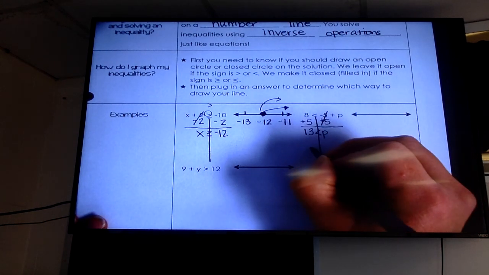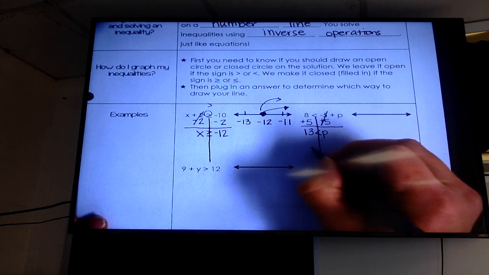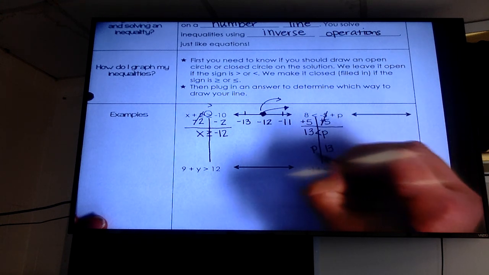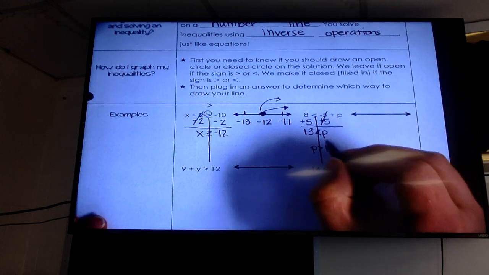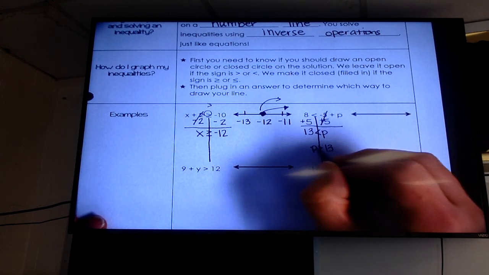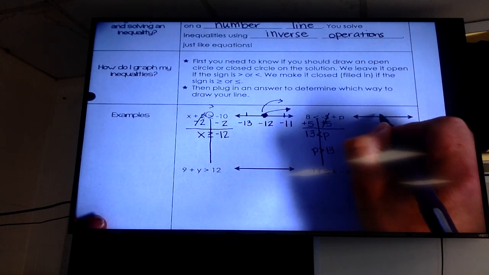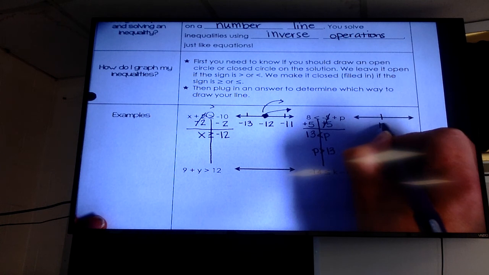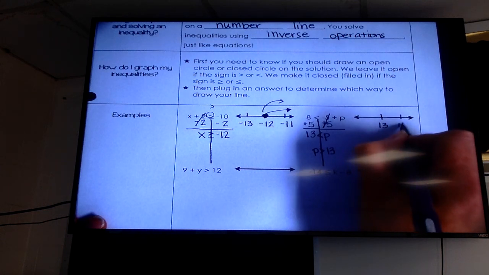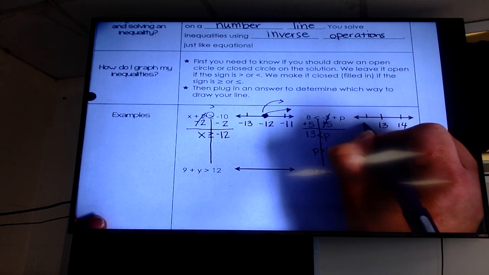If I don't like it like this, I can flip my p and 13. Like some people really like to have their variables first. So it's okay to change them, but if you're going to flip those around, you also need to flip your sign around. Okay, it still needs to say that p is greater than 13. So go over here. I'm going to put 13. A number larger is 14. A number smaller is 12.